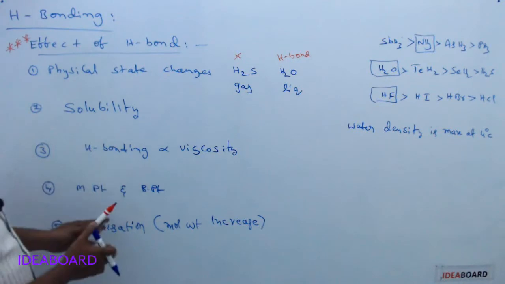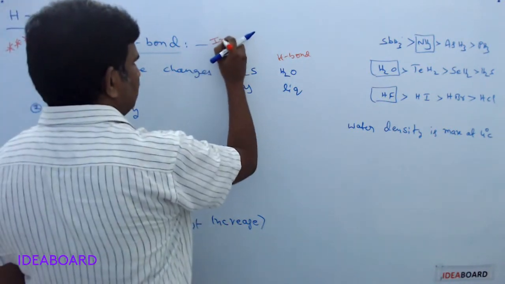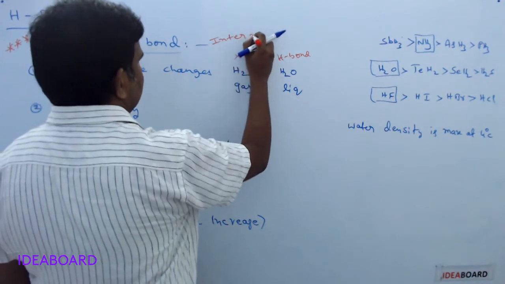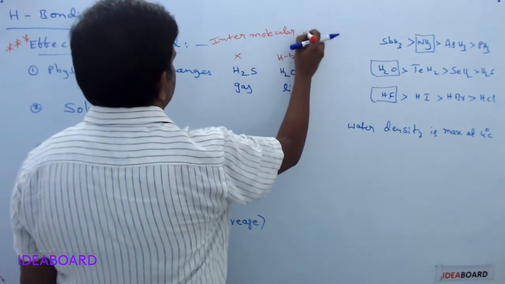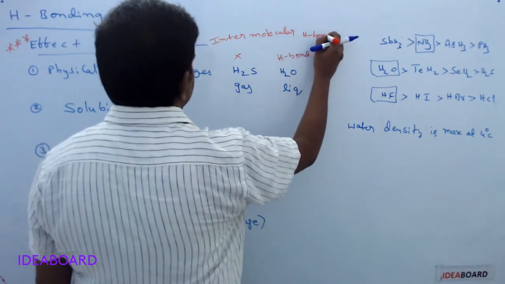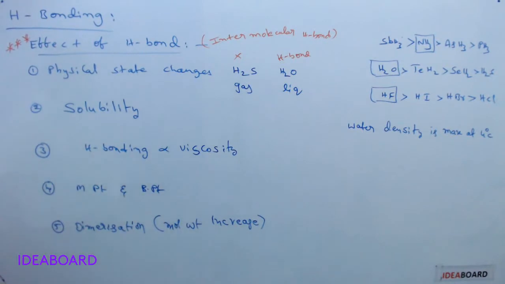Mainly, all these effects are because of intermolecular hydrogen bonding. You remember that? All these factors will be because of intermolecular hydrogen bonding. Effect of intermolecular hydrogen bonding, mainly you can write.